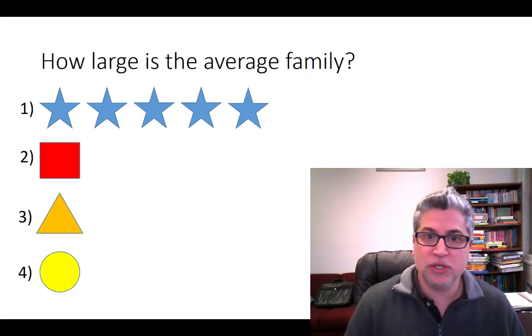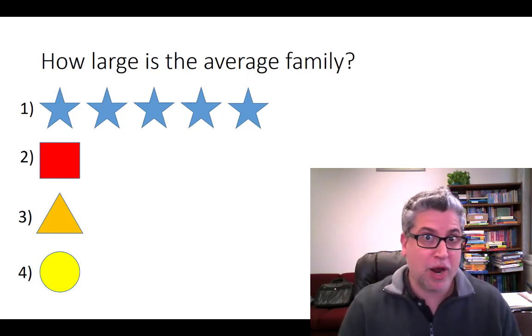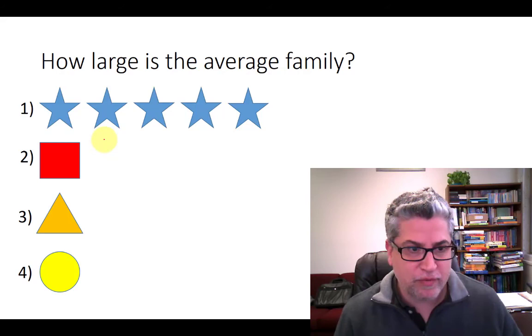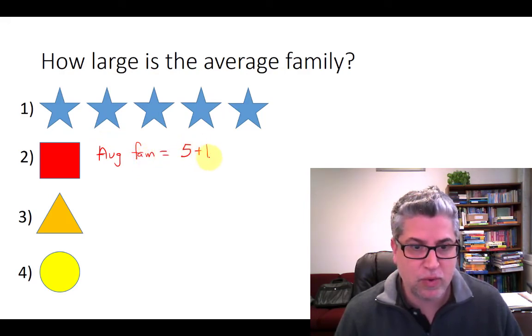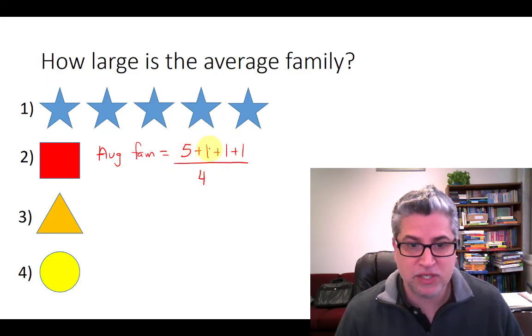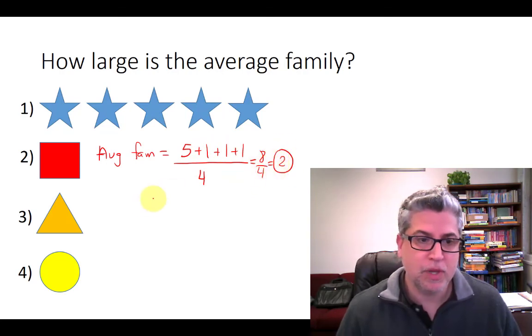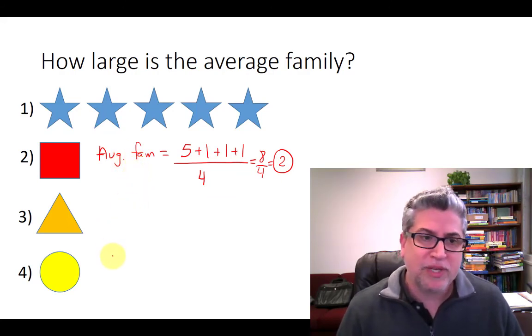Well, let's do this over families, the proper way. So we've got, how large is the average family? Average family is, well, we have 5 in the first family, 1 in the second, 1 in the third, 1 in the fourth, and then we divide by the number of families. 5, 6, 7, 8 divided by 4. That gives us 2.